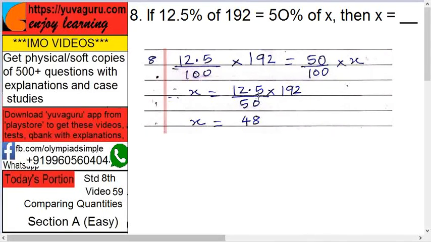Now how to solve this? See this, 2 25s and 2 96s, right? Now 25 ones are 25, and 12 5s are 125, 25 5s are 1.